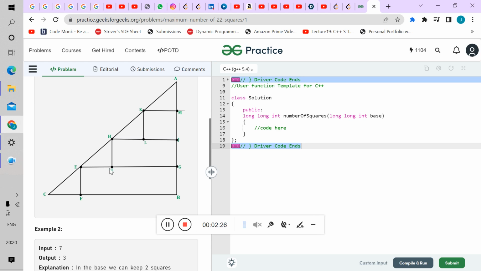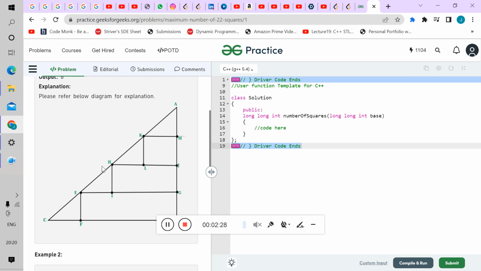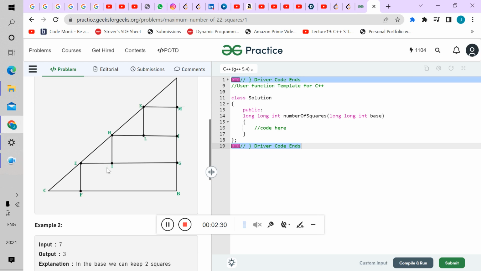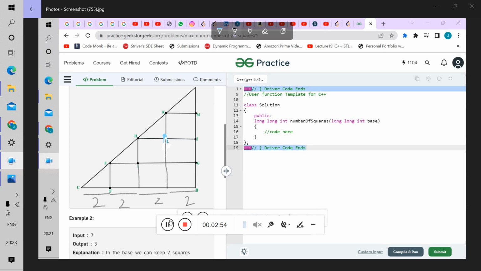We know that we have to find 2 cross 2 squares, and in a square all the sides are equal, right? Means KM equals KL equals LJ equals MJ. And HL is equal to 2, and HI is also equal to 2, and EI is also equal to EF. Similarly, CF is also equal, because EF is equal to CF by the isosceles property of a triangle, right? I hope this is visible.